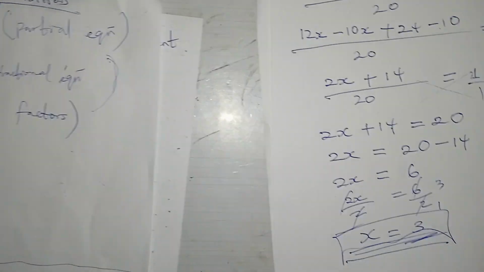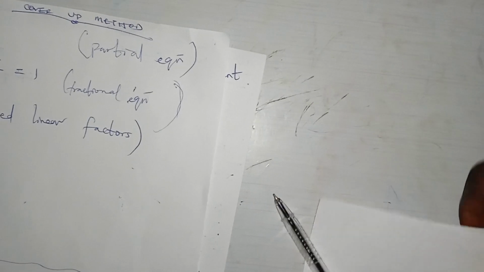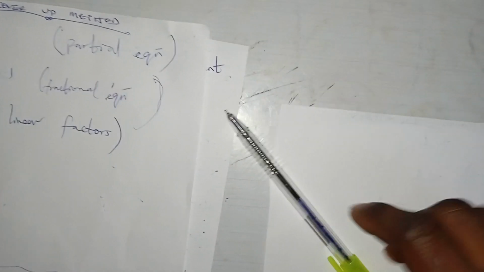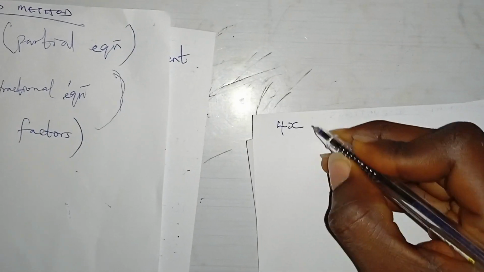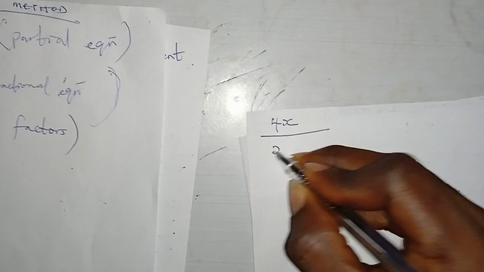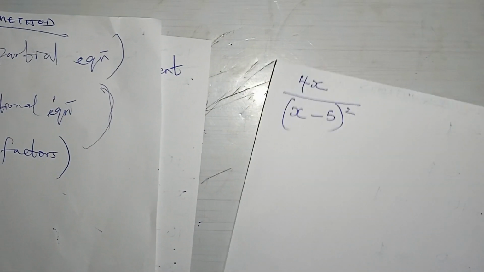So the next question we have is a question of this nature. The next question before us is something like this: 4x all over (x minus 5) raised to power 2. This is the question before us.